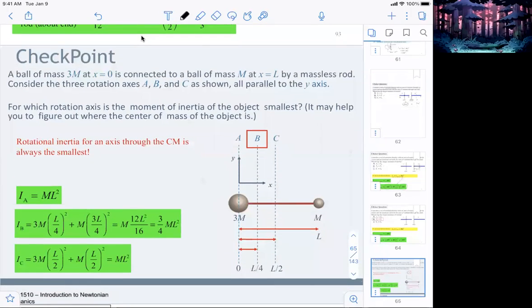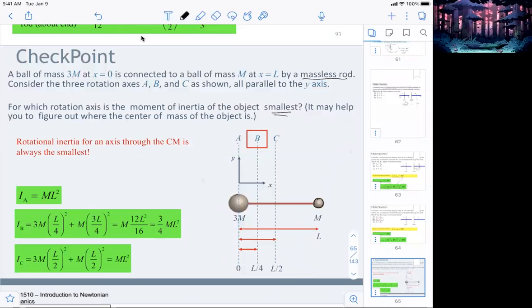Similarly, you have already done this question in your online checkpoint questions. You have a rod, and this rod is massless. You don't have to think about the mass of the rod, so really you just have to think about the 3m and the 1m. We have this object, and you can rotate it relative to different choices of axes: A, B, or C. Each of them will give you a different rotational inertia. It's asking which one is the smallest.